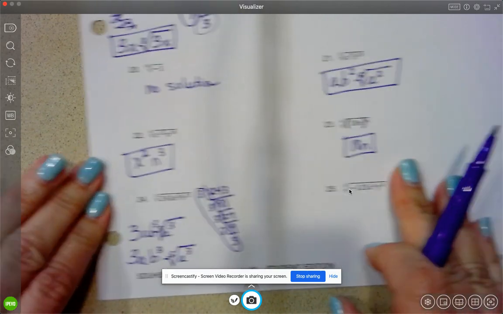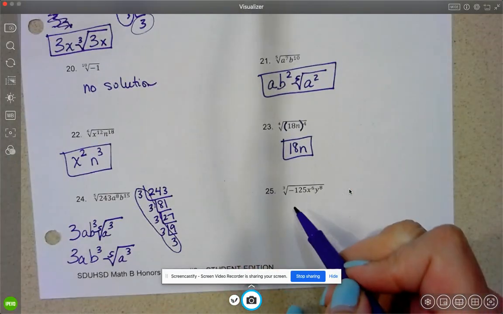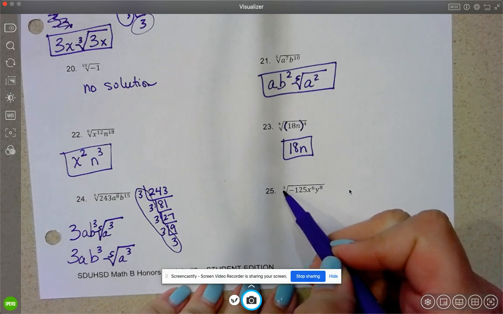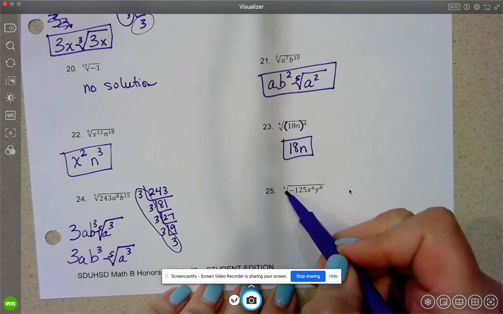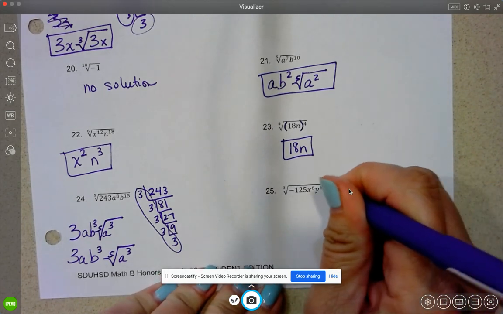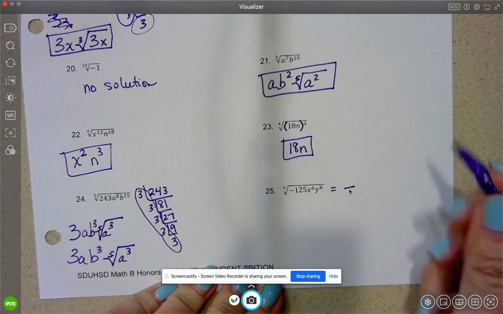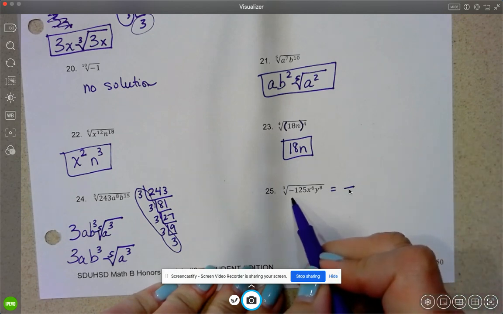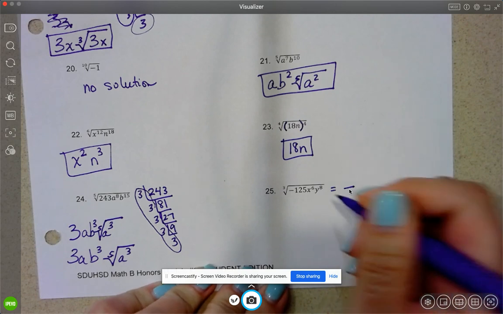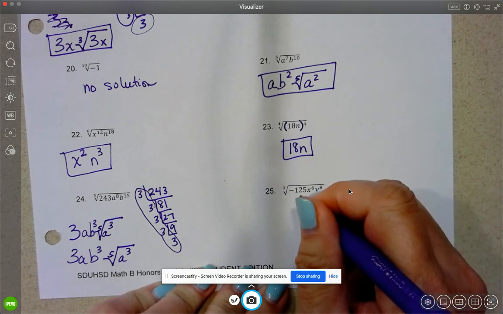Okay, last one. Let's see, I have a negative number under here and an odd index, 3. Okay, I know that that's possible. And not only do I know it's possible, I know that I'm going to end up with a negative answer. So you should know by now, 125 is a perfect cube. So I know that I can take, it's 5 times 5 times 5, so I can take a group of 5's out.